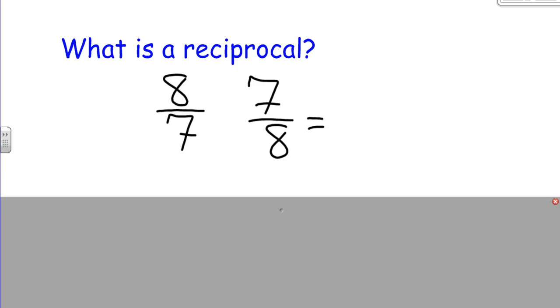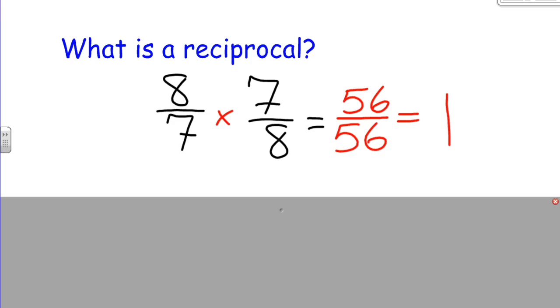Let's take a look. What is a reciprocal? By definition, two numbers are reciprocals if their product is 1. Product means to multiply, and if the product is equal to 1, then that's considered a reciprocal. If I don't use cross-canceling, 8 times 7 is 56, and 7 times 8 is 56. We know any number over itself or divided by itself is equal to 1. So this is the definition of a reciprocal.